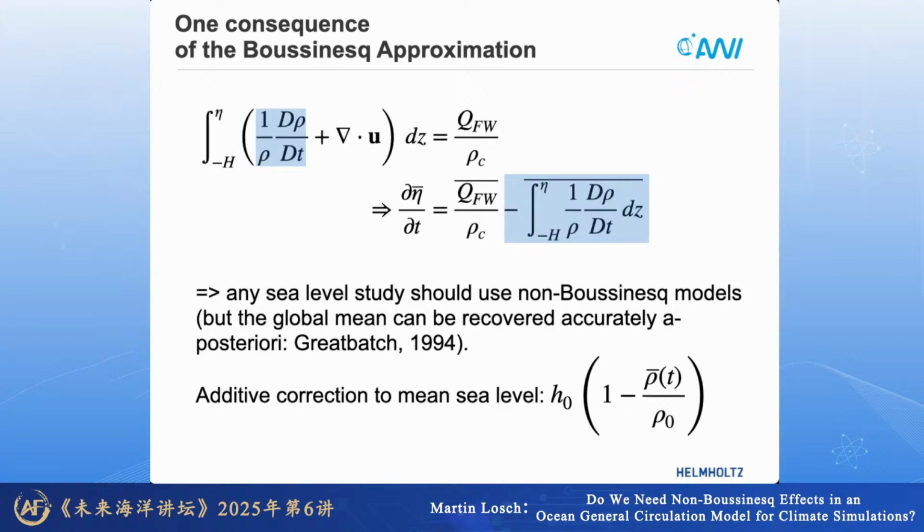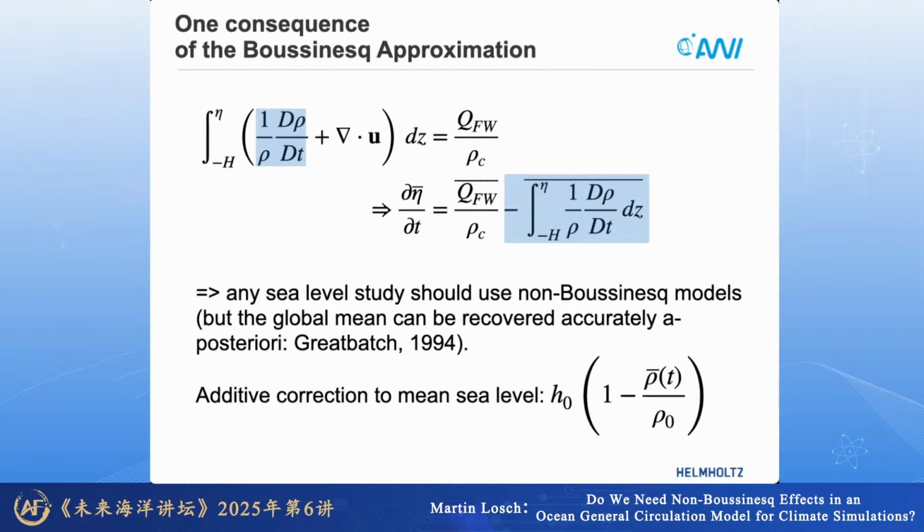But there's a way out, and this is what people have been doing most of the time. The global sea level can actually be very accurately recovered by a fix that was introduced by Richard Greatbatch in 1994. So you have an actual additive correction to the mean sea level that is written down at the bottom. This depends on the ratio of the mean current density of the ocean model divided by some reference density, usually the mean density at the beginning of the simulation.